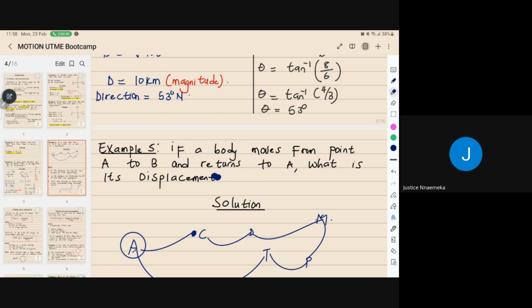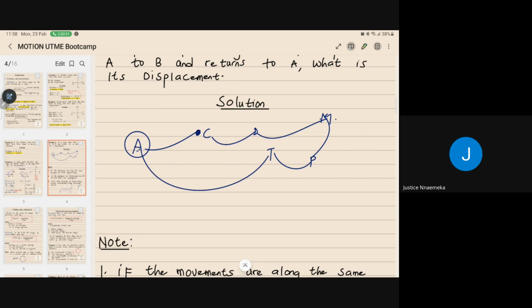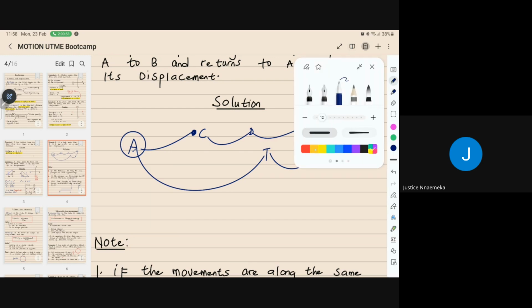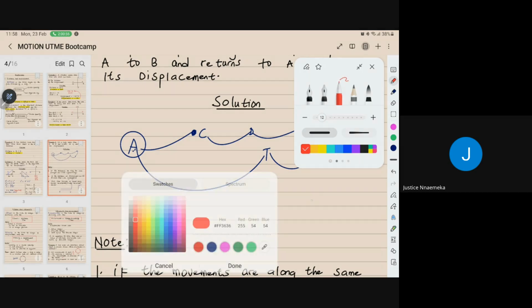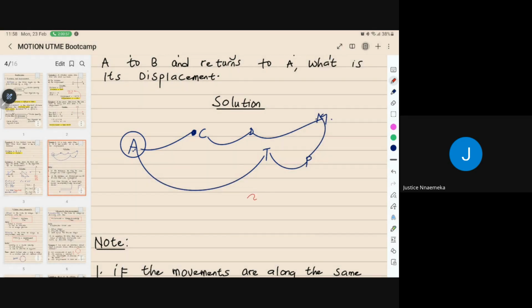So I have an example, and I said that if you leave a particular point and go around and still come back to that same place you started from, then your displacement is equal to 0. So let's write it down right here. So that displacement is 0. So displacement is equal to 0. So that's the concept I want you to always remember as long as this is concerned. All right, so let's proceed.